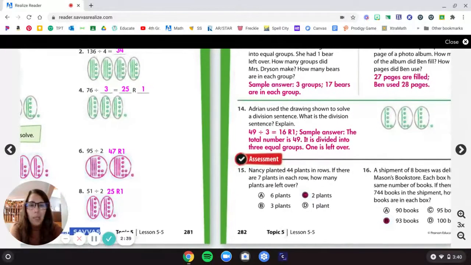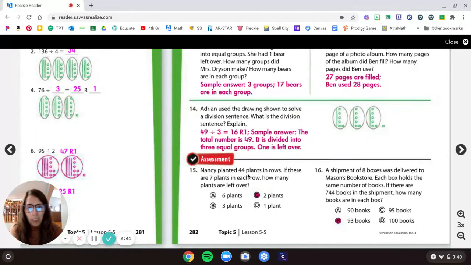Then, on the back page, we had just one problem, number 15. Nancy's planting 44 plants in her garden. There's 7 plants in each row. 44 plants in rows, and she needs 7 plants in a row. We need to figure out how many are left over.